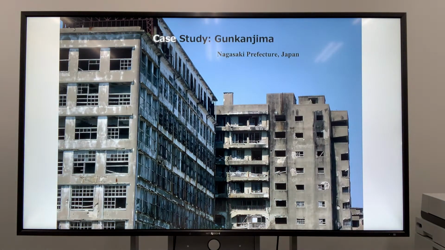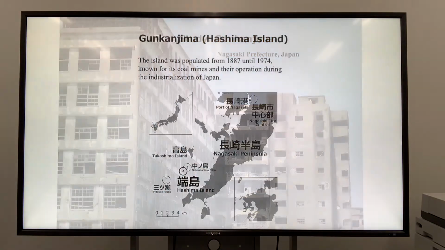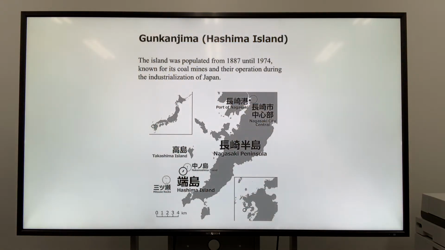So Gunkanjima is, in other words, in a proper name, it is called Hashima Island. The island was populated from 1887 until 1974. It's known for its coal mines and their operation during the industrialization of Japan.